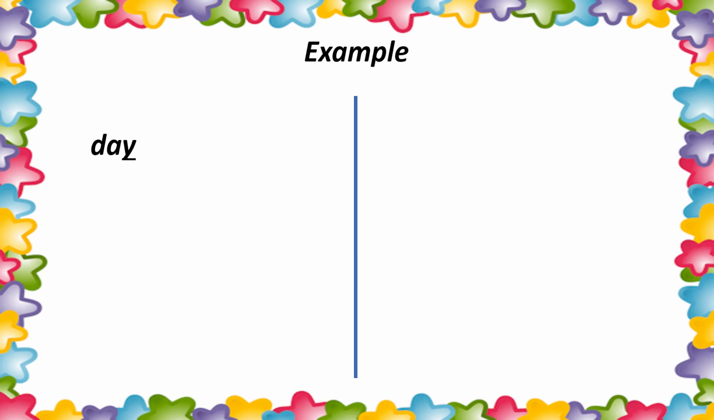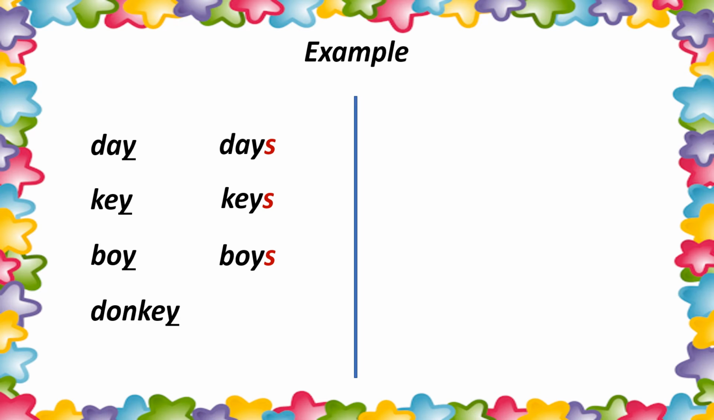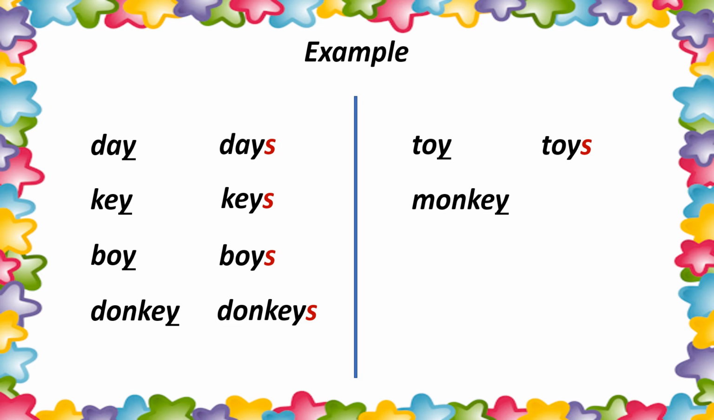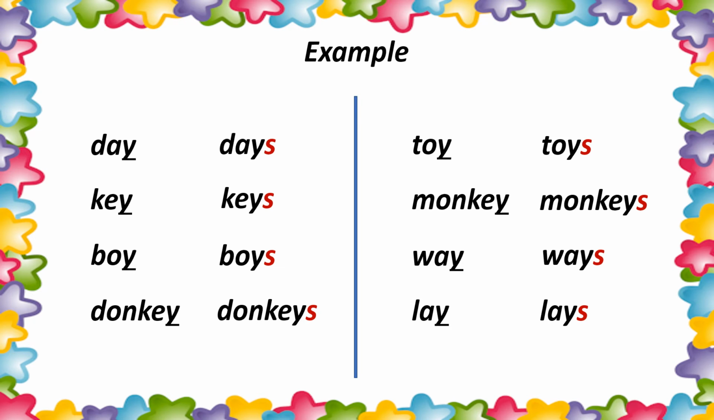Example: day, days, key, keys, boy, boys, donkey, donkeys, toy, toys, monkey, monkeys, way, ways, lay, lays. Friends, did you notice there was a vowel before y? So we did not replace y with ies. We just add s at the end of the word.